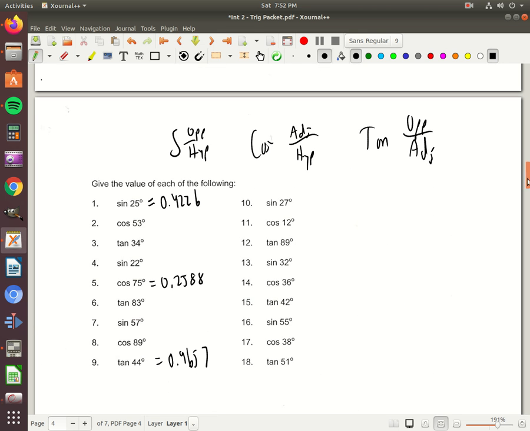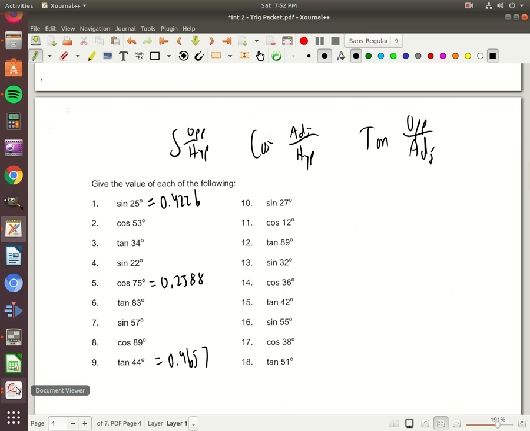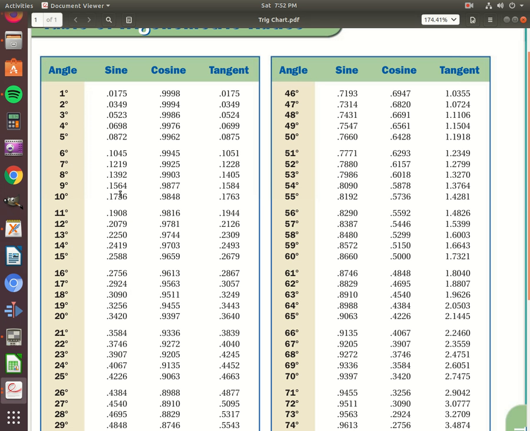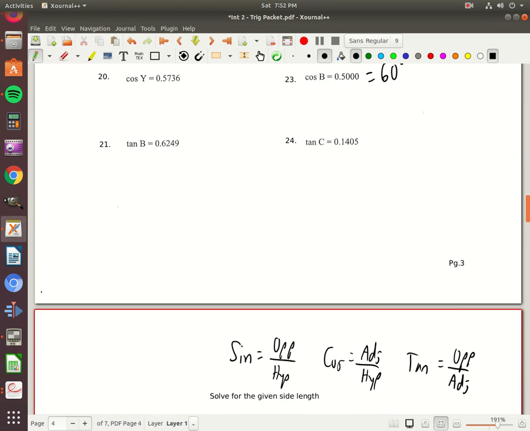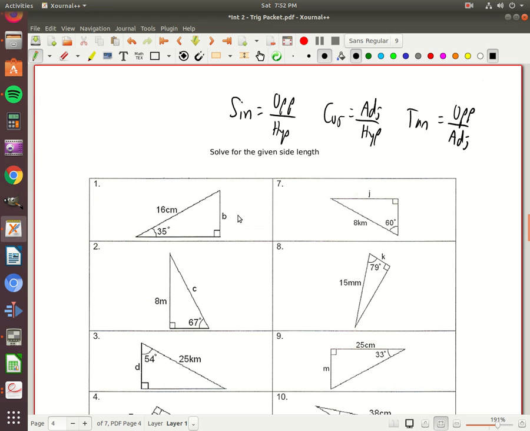We then realized that we could take those ratios of sine, cosine, and tangent, and we could use this chart. If you gave me a ratio, I could tell you the angle, and if you gave me an angle, I could tell you the ratio. Now we're going to use all that stuff, put it together, and find missing side lengths.